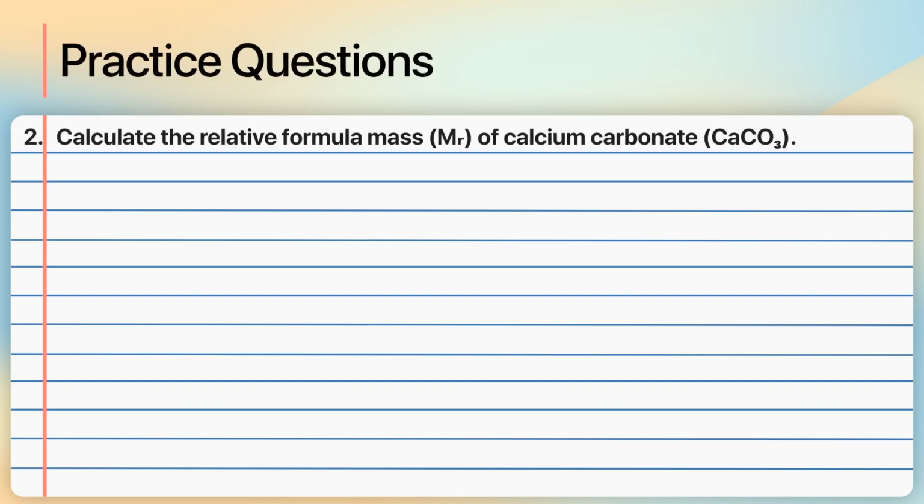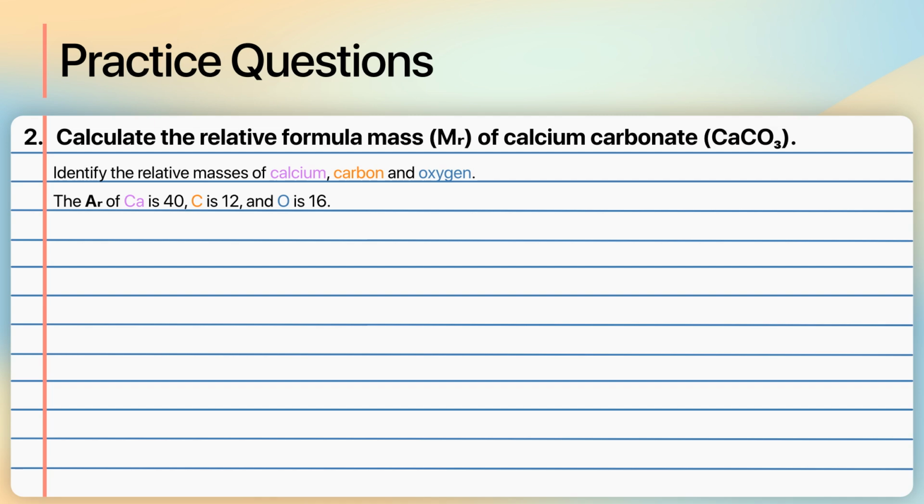Let's move on to a slightly more complex example. Question 2. Calculate the relative formula mass of calcium carbonate with the chemical formula CaCO3. Pause here to have a go yourself. Let's go through the answer. Step 1 is to identify the relative masses of calcium, carbon, and oxygen. The relative mass of calcium is 40, carbon is 12, and oxygen is 16.